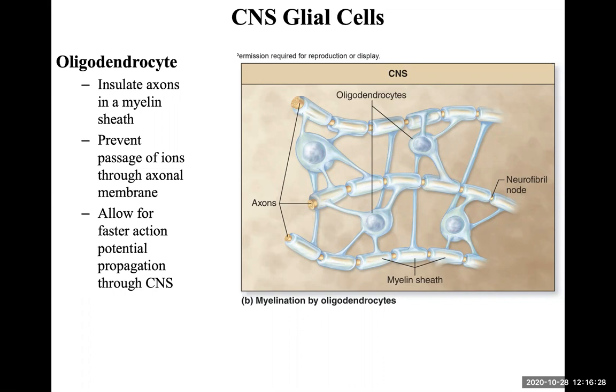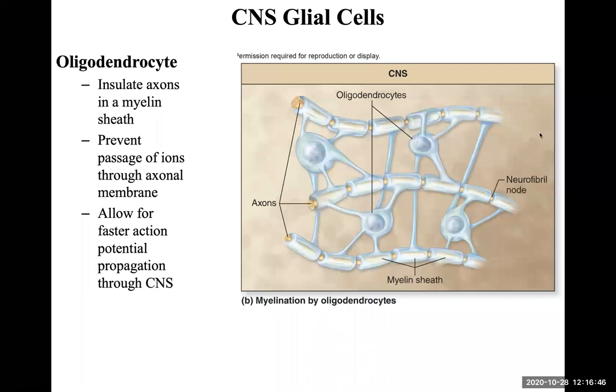This is again very different from the way a Schwann cell myelinates within the peripheral nervous system, because each individual Schwann cell will wrap around just one small segment of an axon in the peripheral nervous system. I'll show you a picture of that in a moment that I think will help drive that point home.